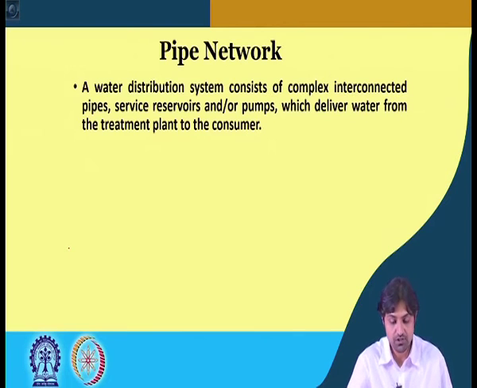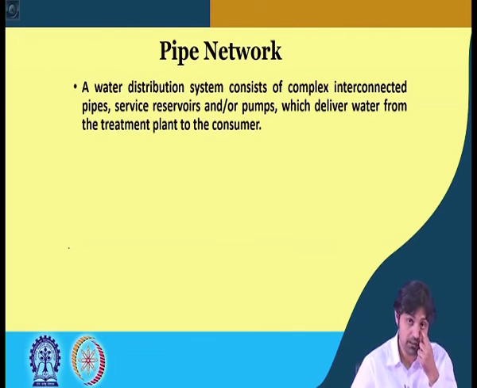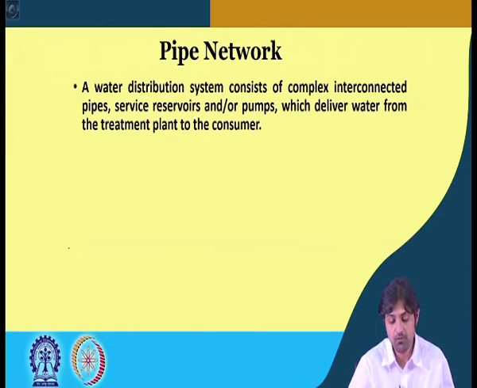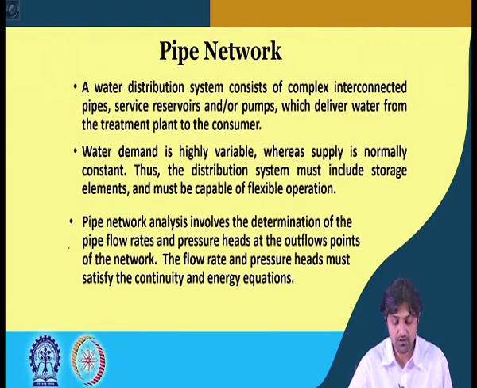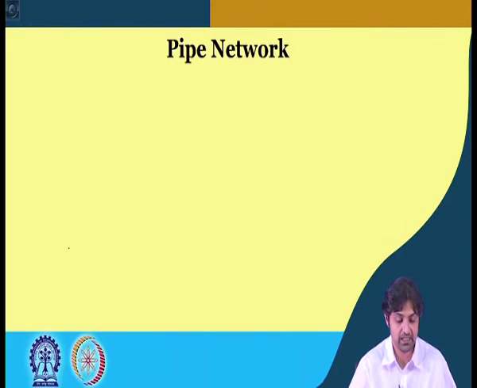So a water distribution system consists of complex interconnected pipes, service reservoirs and/or pumps which deliver water from the treatment plant to the consumer. The water demand is highly variable, whereas supply is normally constant. Thus, the distribution system must include storage elements and must be capable of flexible operation. So, pipe network analysis involves the determination of pipe flow rates and pressure heads at the outflow points of the network. The flow rate and pressure heads must satisfy the continuity and the energy equation. That is very true, as I told you in the last slide.